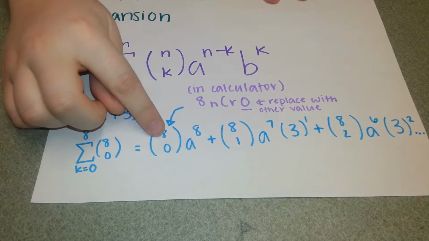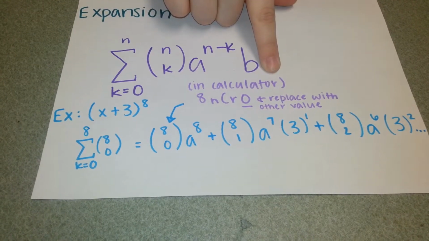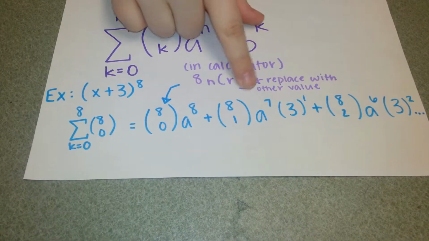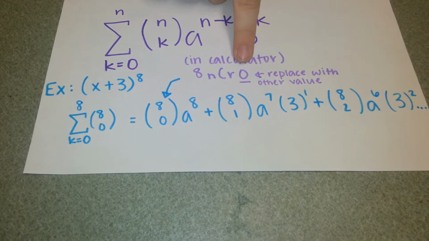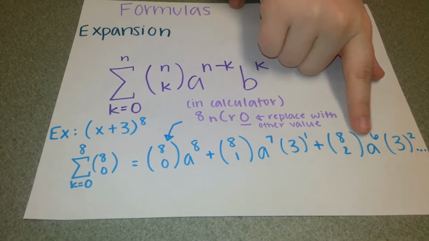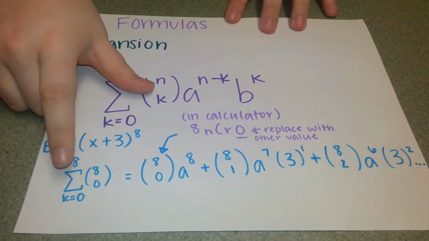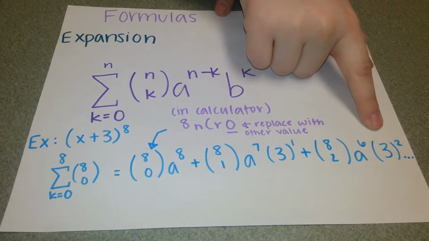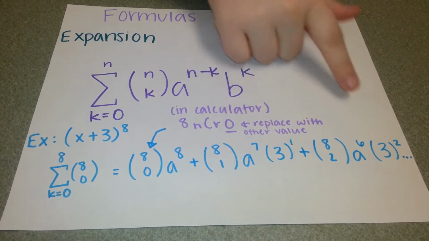You have 8 over 0, which in your graphing calculator, you can do 8 nCr 0, and you replace this 0 with every value in these parentheses. Because we have this 3 constant, you have the 3 here increasing every time, with the exponent for your terms.